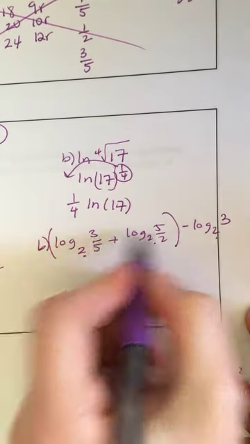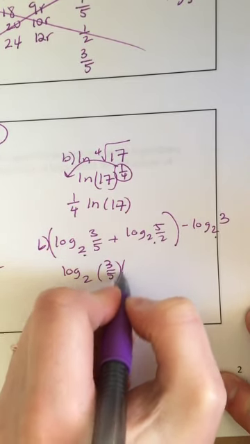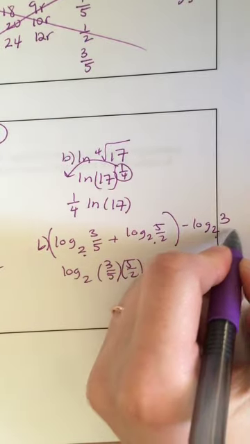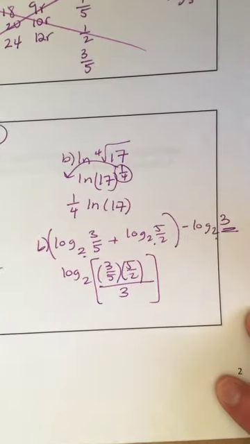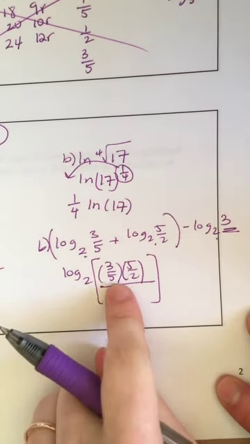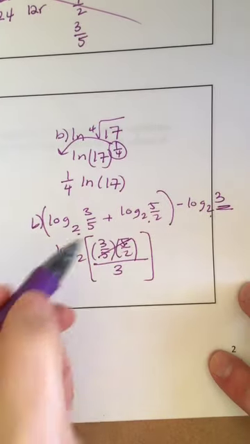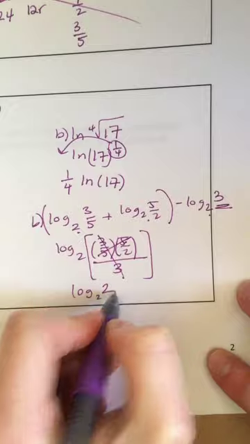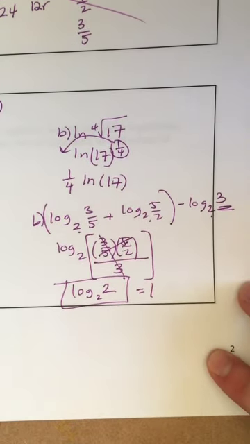These are being added, so I mean they're actually being multiplied. So I get 3/5 times 5/2, and then this is all going to be divided by 3. So that's all in the argument piece of this log. 5 divided by 5 makes 1. 3 and 3 makes 1. So I'm going to end up with log base 2 of 2, which should equal 1 if you fully simplify.